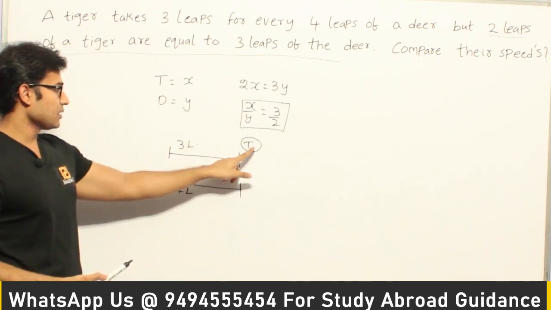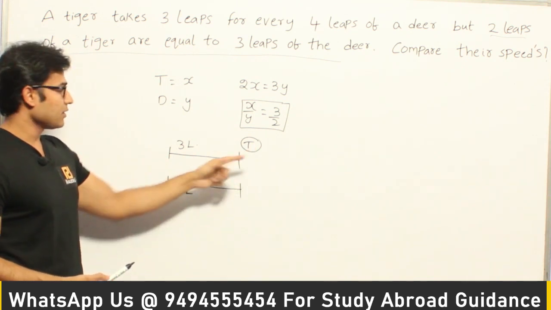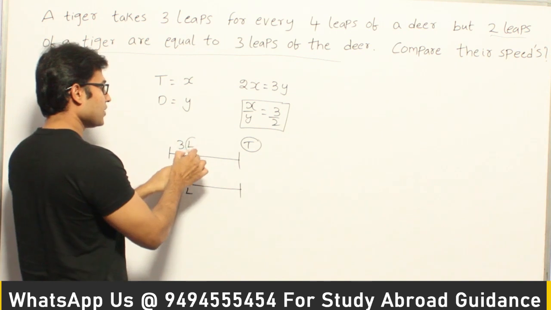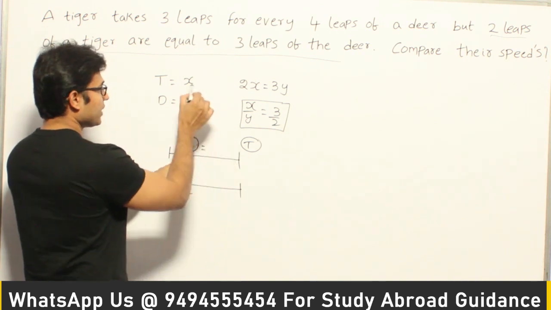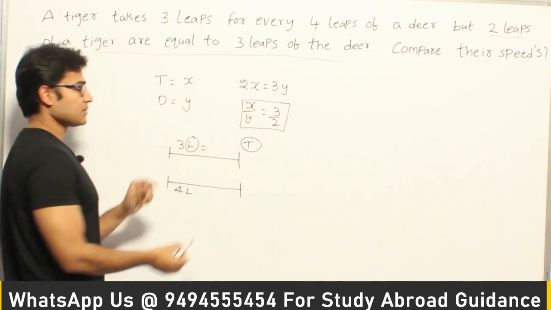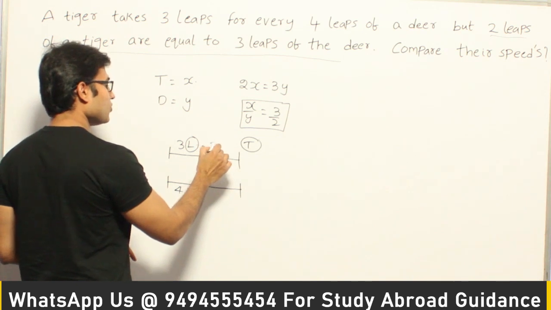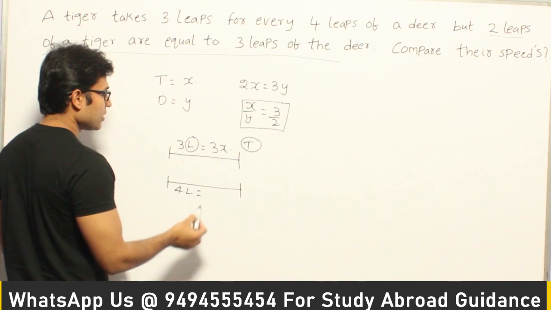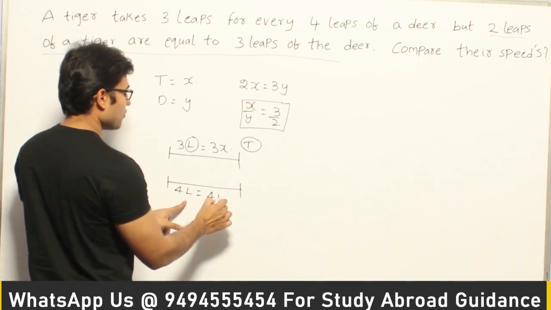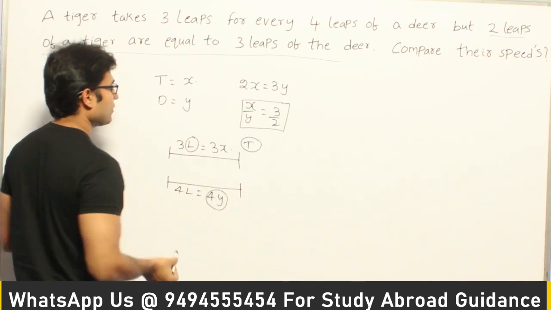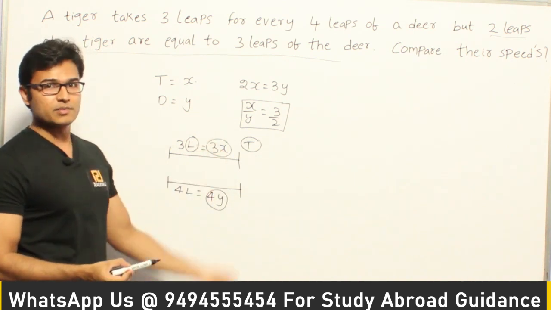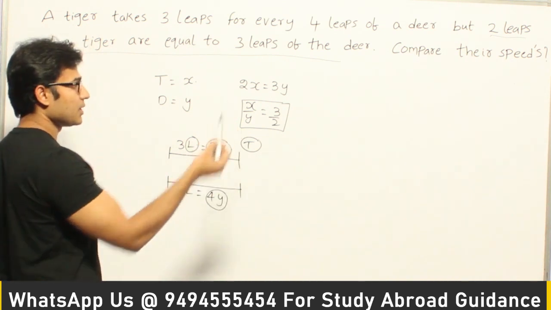So which means in a constant time, the tiger will be able to move 3 leaps. So what is the leap of a tiger? One leap of the tiger is equal to x distance, right? Therefore the tiger will be able to move a distance of 3x. And what about the deer? The deer will be able to move a distance of 4y, right? Now these two will be different depending on the speed at which they are going. Now we have to compare their speeds.